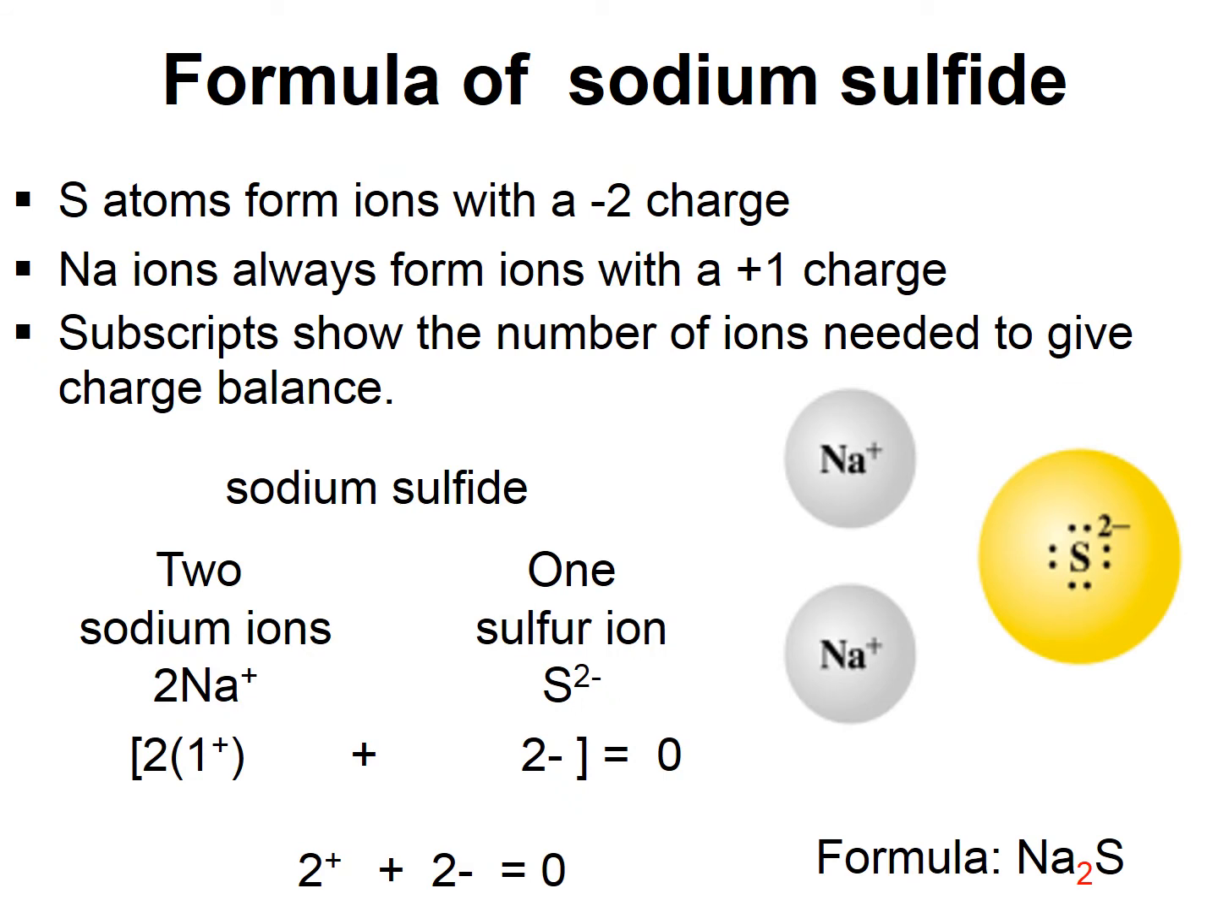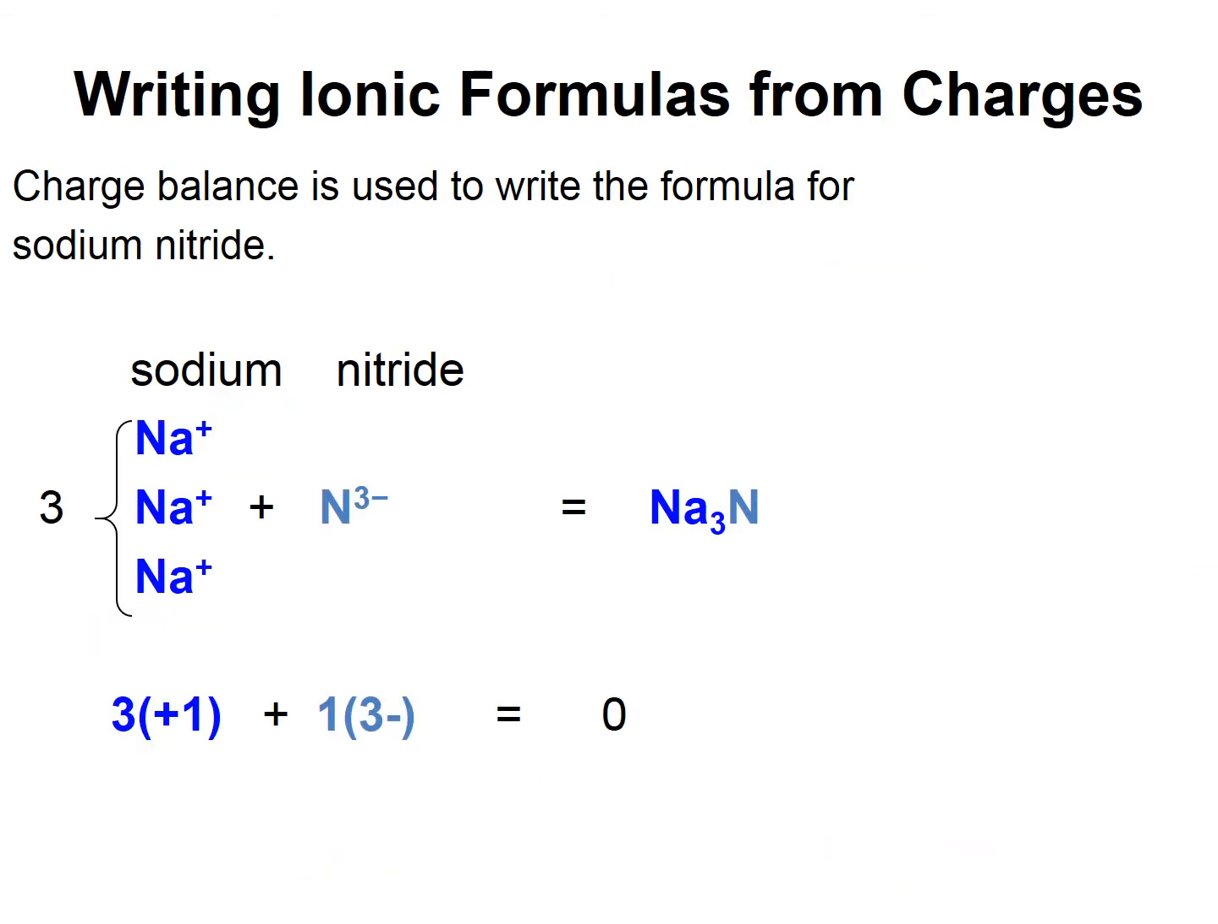We'll do the exact same thing for sodium sulfide. Sulfur atoms always form ions with a -2 charge. Sodium ions always form with a +1 charge. And so therefore we're going to need 2 sodiums for every sulfide. And so that's going to give us the subscript Na2S. So if we say sodium nitride, that means we have a sodium ion, which is +1. We have a nitride ion, which is -3. And so therefore we need 3 sodiums to counteract the nitride. And we'll have a formula of Na3N.